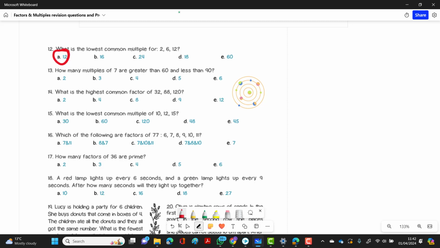What are the multiples of 7 greater than 60 but less than 90? So you've got to know your 7 times table. 63, then 70, then 77, then 84, and that's it. So there should be 4.